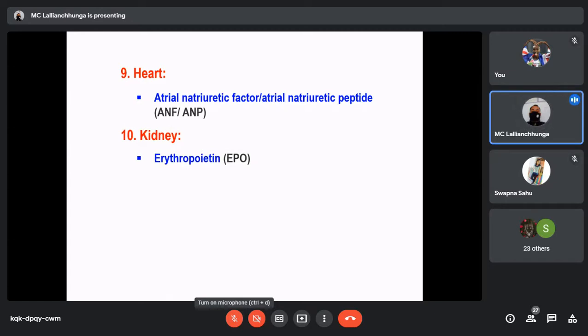Number 10, kidney also, it is never considered as an endocrine gland. The main function of kidney we have already discussed, to produce urine, to remove waste material from the body. But still, kidney is also very important in producing a hormone known as erythropoietin. Can anyone of you tell me what is the function of erythropoietin? Erythropoietin. Yeah, very good. I think it was discussed in the hematology class.